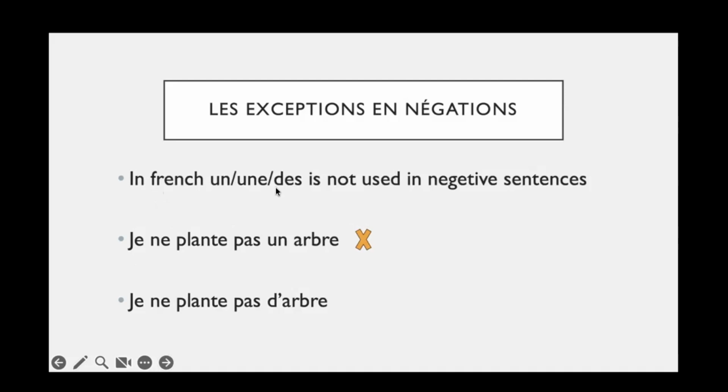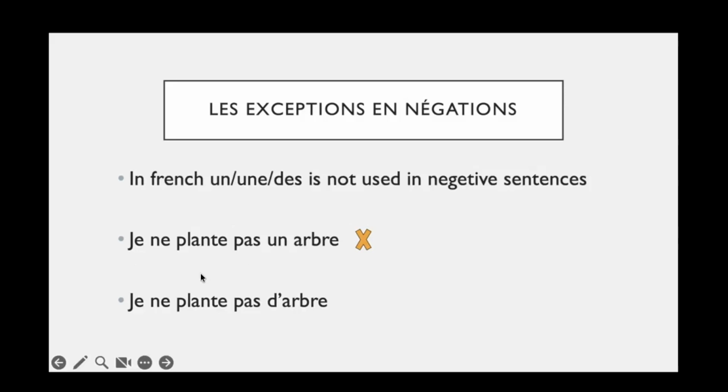So in French, the first exception, les exceptions aux négations, c'est quoi? Le premier. In French, un, une, des. Remember what un, une, des is? Un, une, des is simply a in English, right? Un is for masculine noun, une is for feminine noun, des is for plural. If you're facing any confusion, you can always go back to previous videos. These un, une, des are not used in negative sentences.